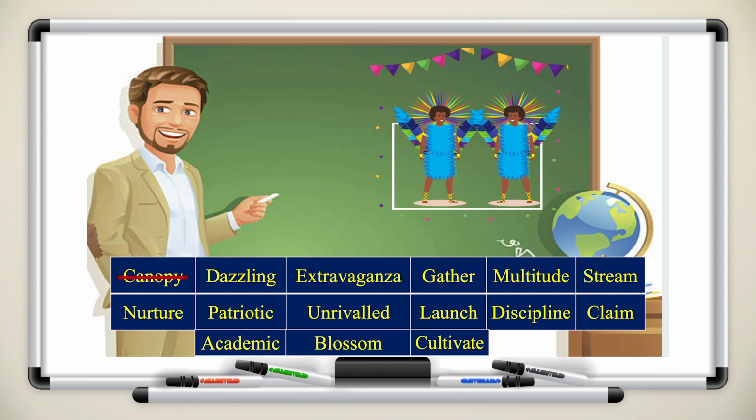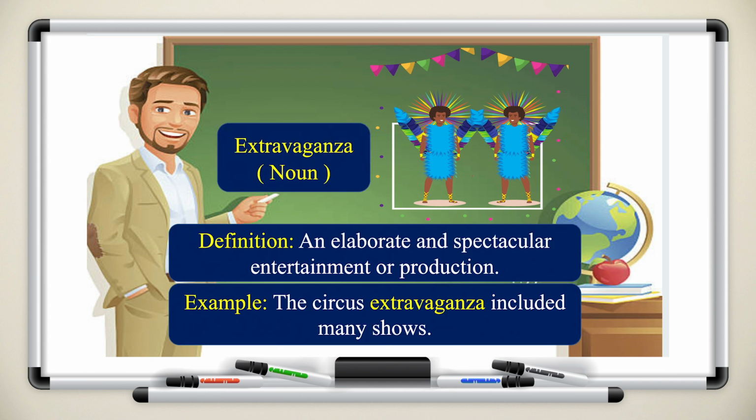Now, notice that we crossed the word canopy. So when you look at the new picture, try to find out the picture referred to which word, but be careful. Don't choose the crossed words. Now, this picture, when you see it, what is the first word that crosses your mind? If your answer was extravaganza, then you are correct. The definition is an elaborate and spectacular entertainment or production. Here's an example. The circus extravaganza included many shows.